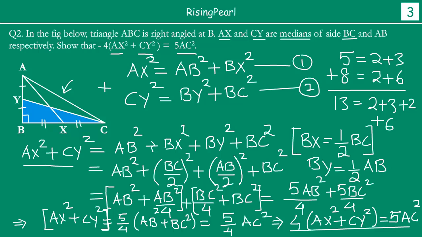So friends, again in this question we went with those 3 simple concepts. Identify the terms which are in the final equation. Second, look for the right angle triangles that contain those terms. And third step, apply Pythagoras theorem for those right angle triangles. So that framework still helped us solve this question.